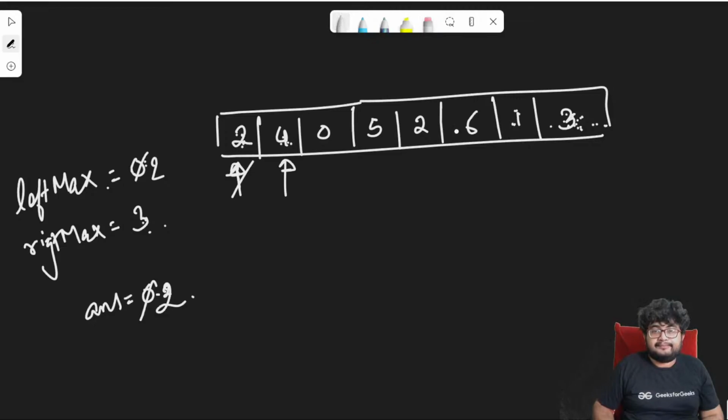We'll go ahead. We'll come to 6. Now ARR 4 is less than ARR 6, so we'll check with left max. Is it less than left max? No, it is not less than left max. So it will not store any water, but we'll update the left max to 4. Now we will move ahead.